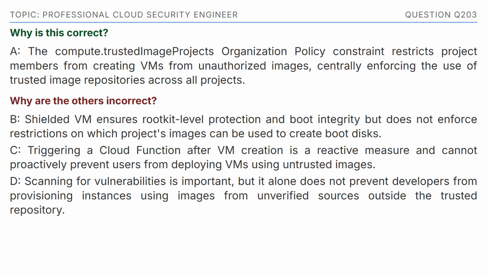Why are the others incorrect? B. Shielded VM ensures rootkit-level protection and boot integrity but does not enforce restrictions on which project's images can be used to create boot disks. C. Triggering a cloud function after VM creation is a reactive measure and cannot proactively prevent users from deploying VMs using untrusted images. D. Scanning for vulnerabilities is important, but it alone does not prevent developers from provisioning instances using images from unverified sources outside the trusted repository.